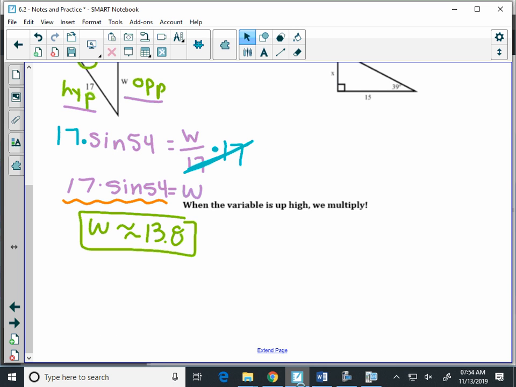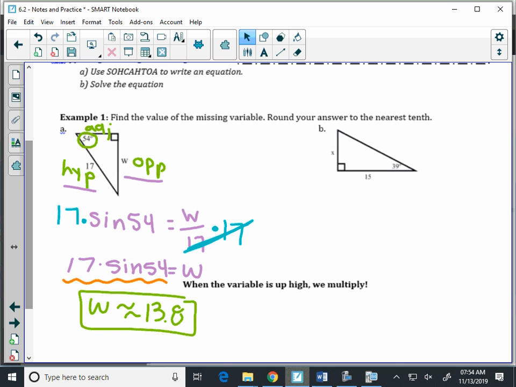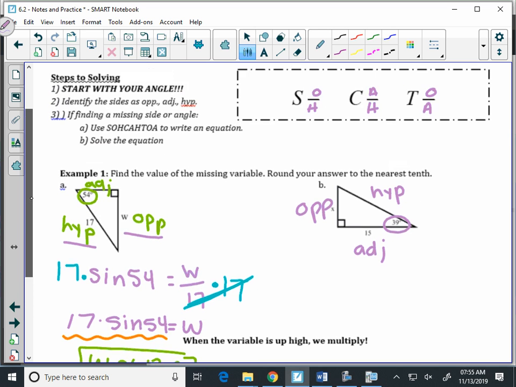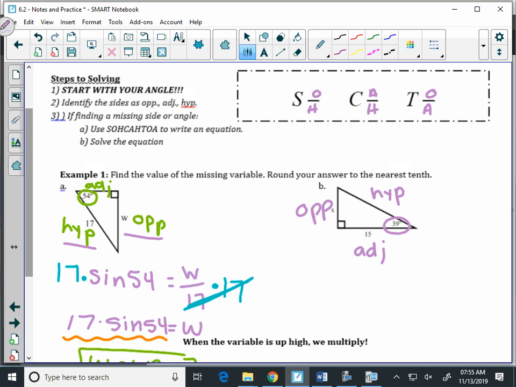Okay, so let's go ahead and try B. Again, start with your angle. Label your sides based off your angle. If we go across from 39, that's our opposite. Go to your 90, go across, that's our hypotenuse. And the side left over is adjacent. Which two sides have pieces of info? Which one has my variable? Opposite. Which one has my number? Adjacent.